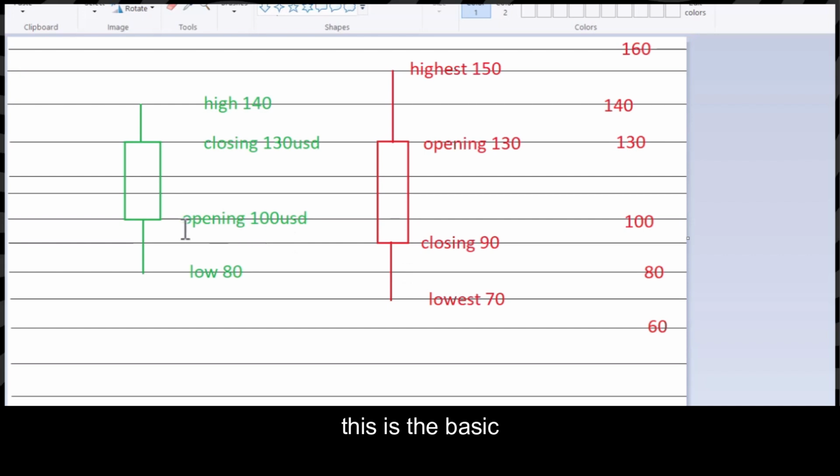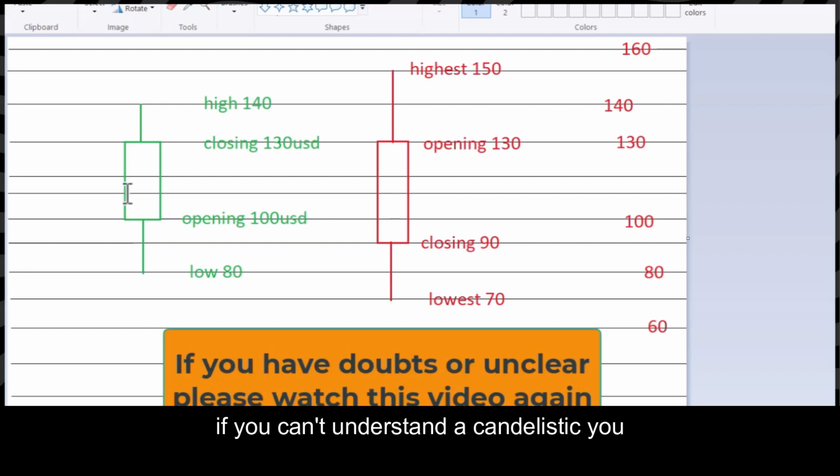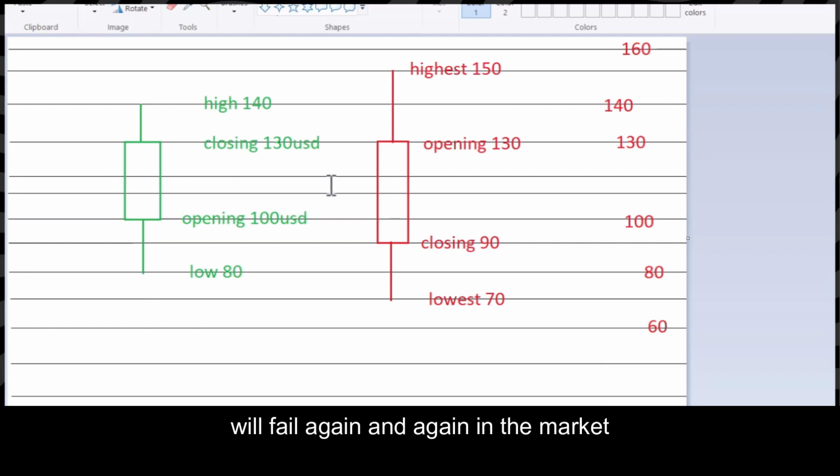This is the basic, and if you can't understand a candlestick, you will fail again and again in the market, because you will not be able to make any profit. You will not be sure what the candlestick represents, and you will not be able to predict the behavior of the next candlestick. So if you still have doubts, I request you to watch this video again carefully and memorize more and more about what a single candlestick represents in the market.